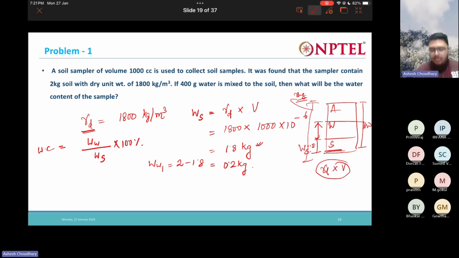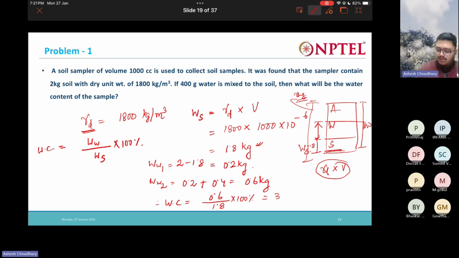Okay. Now let us come to the second part of the question. If 400 gram of water is mixed to the soil, then what will be the water content of the sample? So now the final water content will be what? 0.2 plus 0.4 kilogram of water added, so 0.6. So this is the final weight of water, right? Therefore the water content is 0.6 by 1.8 into 100%, which is 33.33%, not 11.11%. Okay, I hope this is clear.